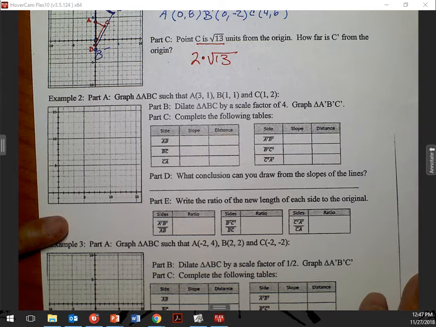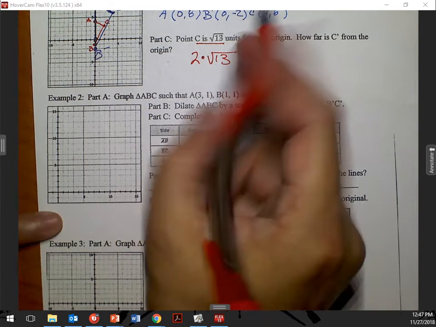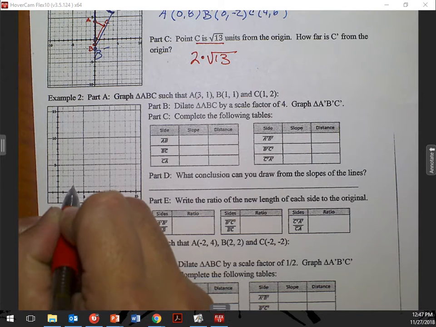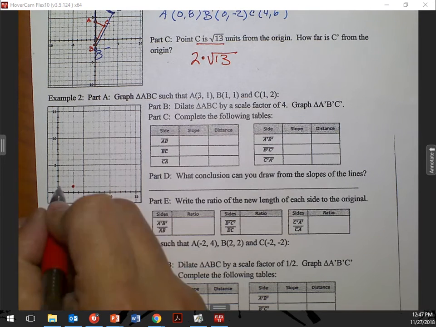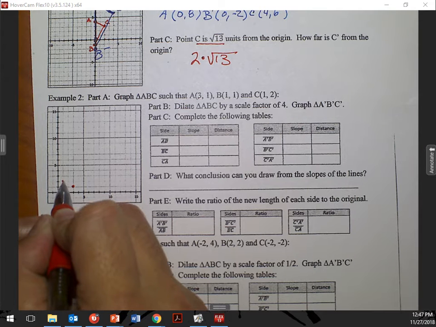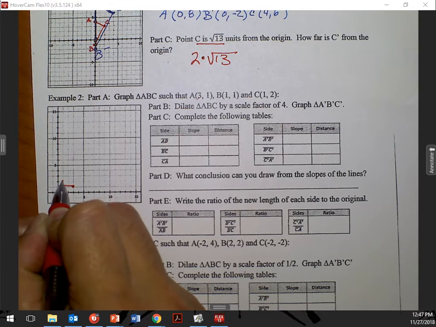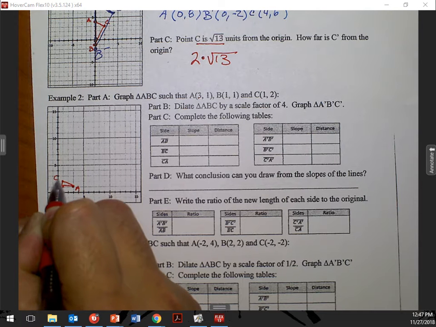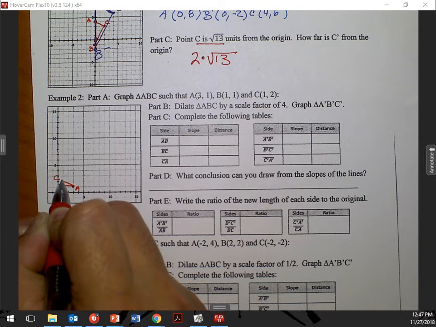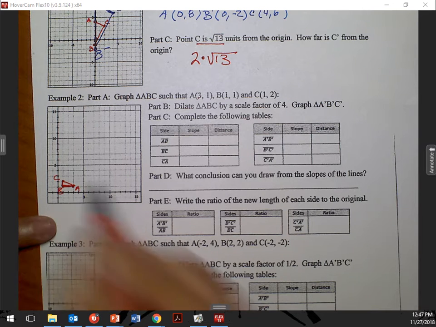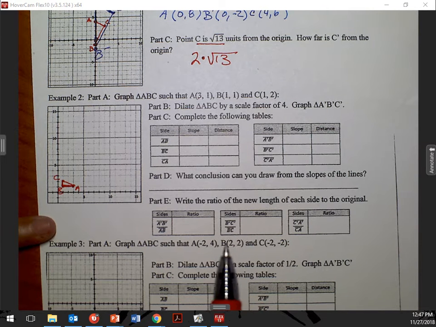Example 2, part A. Graph this one. Okay, let's do this. Graph it. A is at 3, 1. 1, 2, 3. B is at 1, 1. C is at 1, 2. There we go. All right.